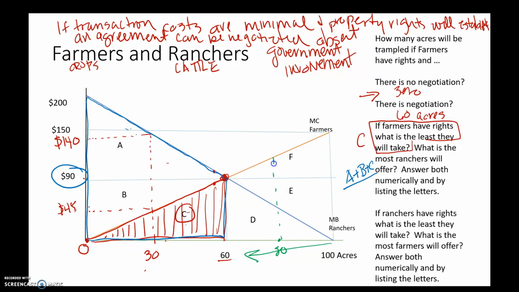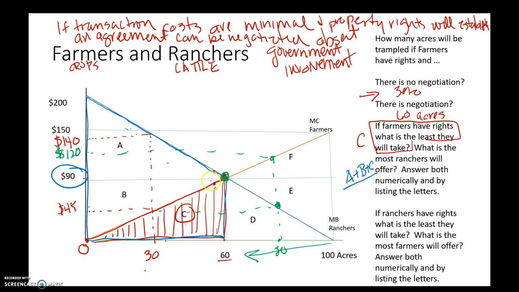And how do we know that? Because the cost of the farmers at 80 acres is $120. And the cost to the benefit to the ranchers is only 45. So we've got room here for the farmers to offer the ranchers some money. And that's going to be true all the way down to 60.